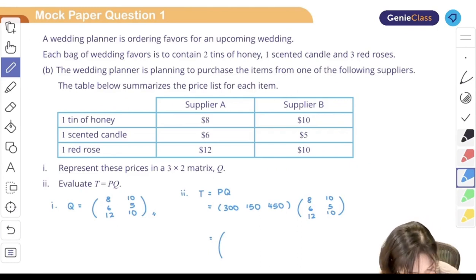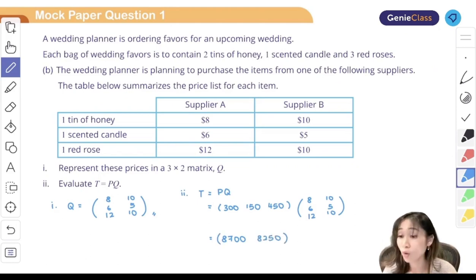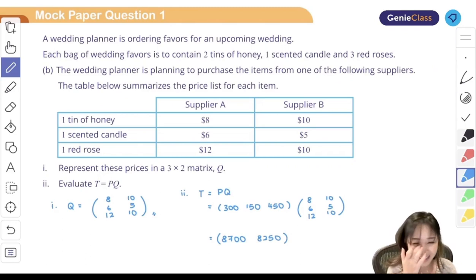This should give you 8700. And for the second one, it's 10, 5, and 10, so 8250, and this should be a row matrix.